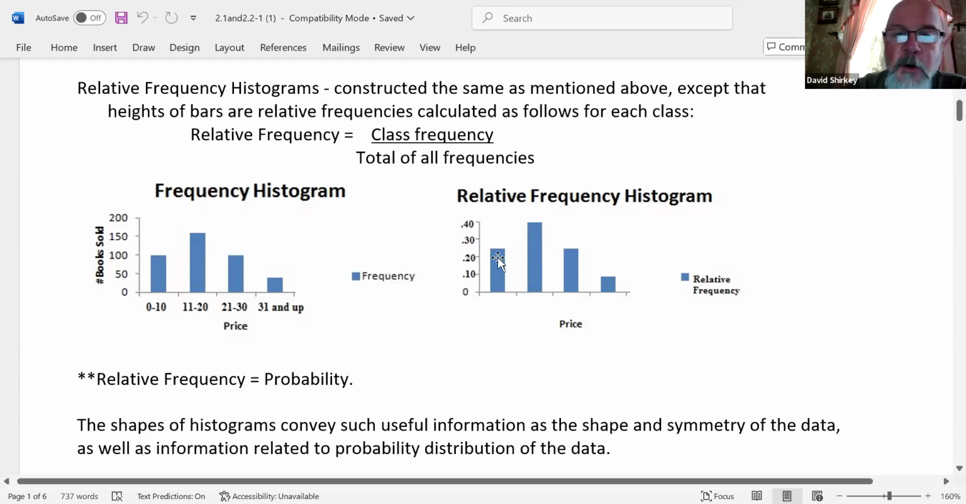So for example, the probability that you're in this second class right here, where this bar is, where it was from $11 to $20 for the price, 40% were in that category, is how we're reading that.